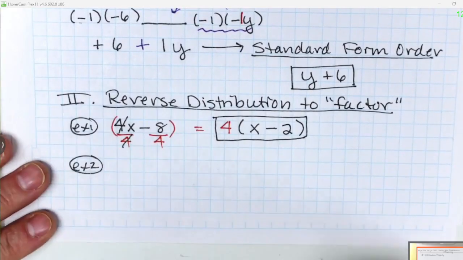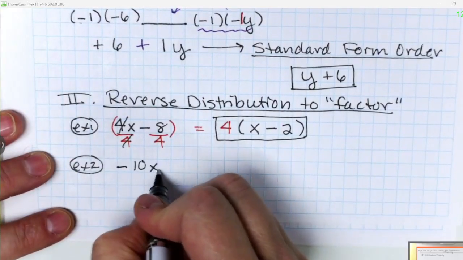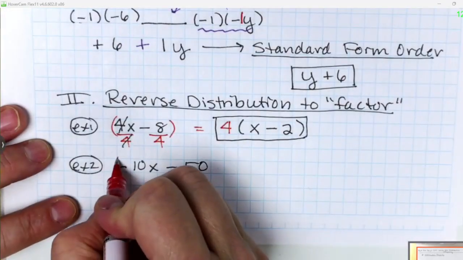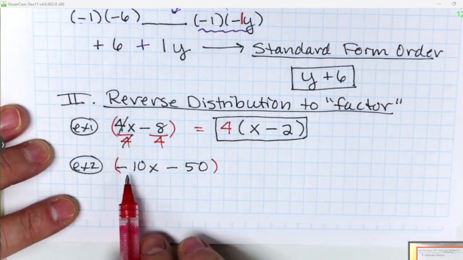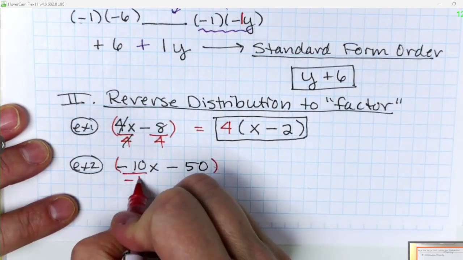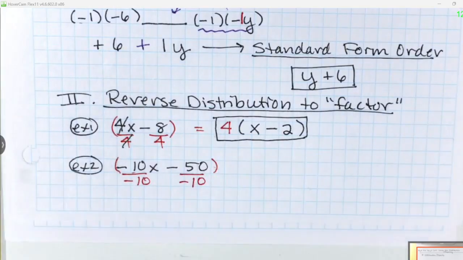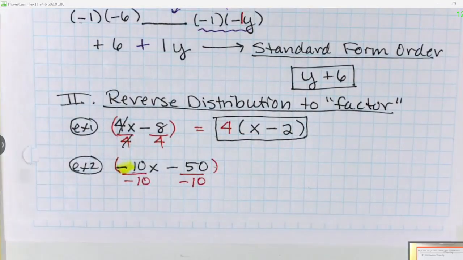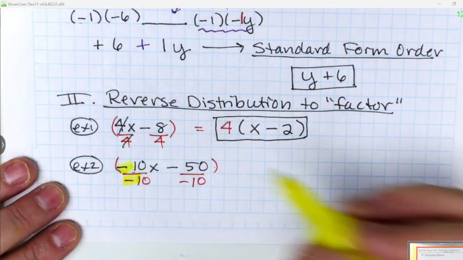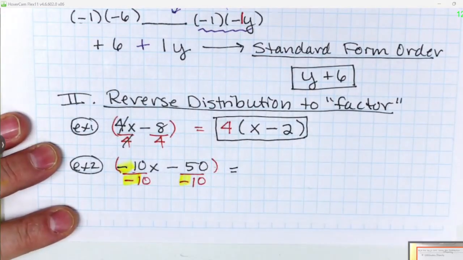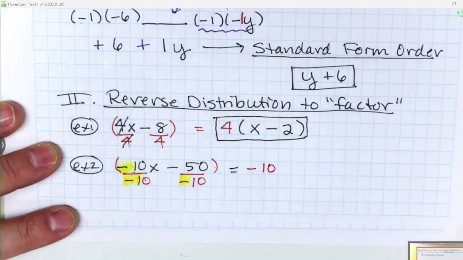All right, let's do example 2. Negative 10x minus 50. We're going to do reverse distribution, so put it in parentheses. And the highest number I can take out of a negative 10 and a negative 50 is a negative 10. My choice of a negative 10 instead of a positive 10 is because this negative right here needs to be simplified out. So to get rid of it, I have to divide by a negative 10 in both places. All right, so the negative 10 goes to the front.